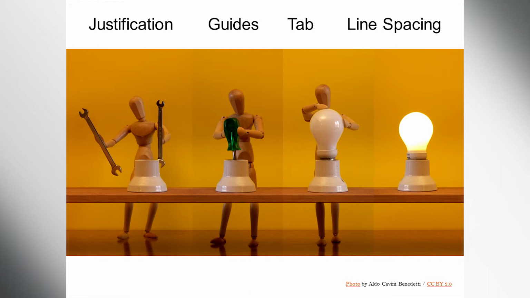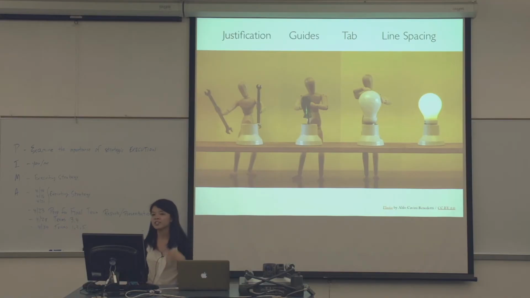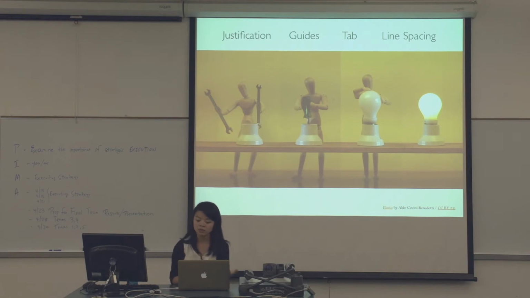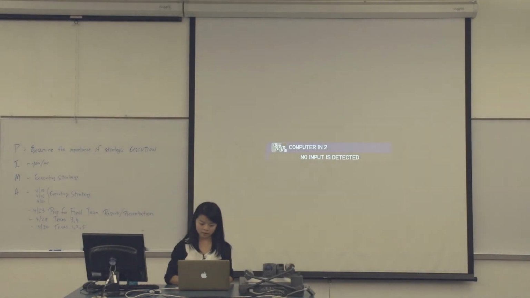Some other things that you can do to help adjust the balance, you can either left justify or right justify your text. You can pull out the guides on your PowerPoint to help you create more balanced designs. And then you can also use tabs and line spacing. So I'll show that to you really fast.